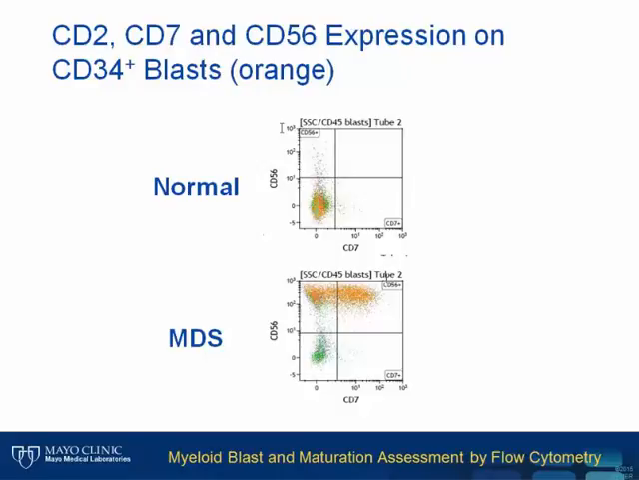Our second parameter is examination of CD2, CD7, and CD56 on CD34 positive blasts. Normal myeloid blasts are negative for these antigens, while a subset of myeloid neoplasms shows aberrant co-expression of one or all of these markers, as shown in the lower panel. In this example, abnormal CD34 positive blasts show uniform expression of CD56 and the partial expression of CD7.